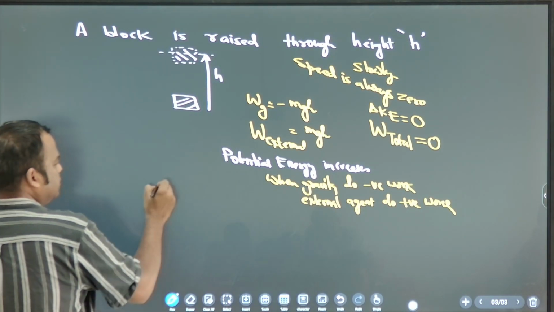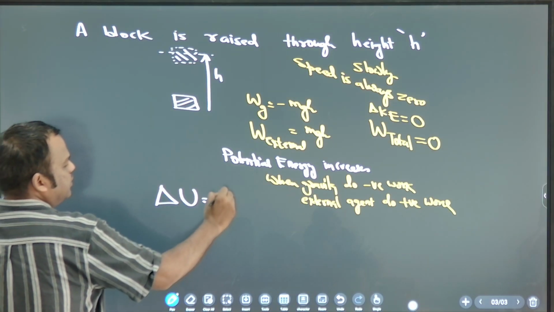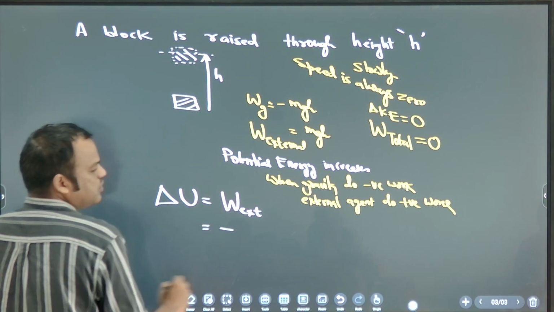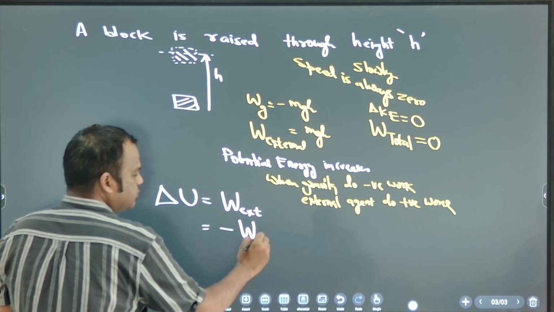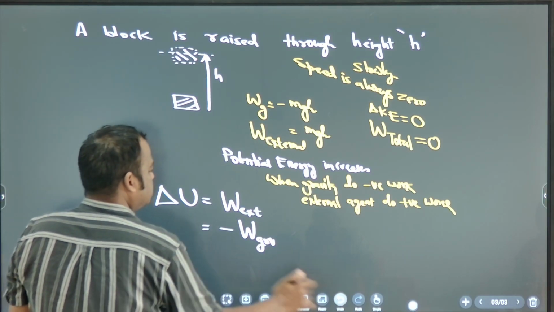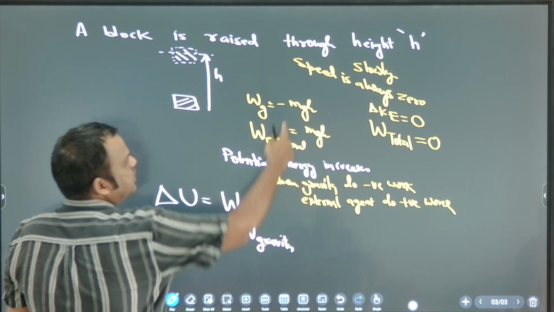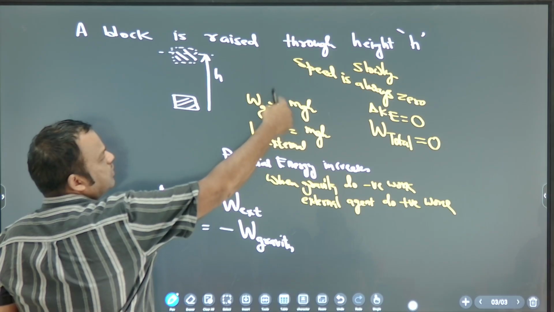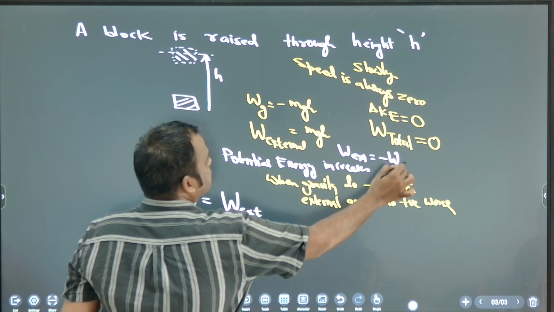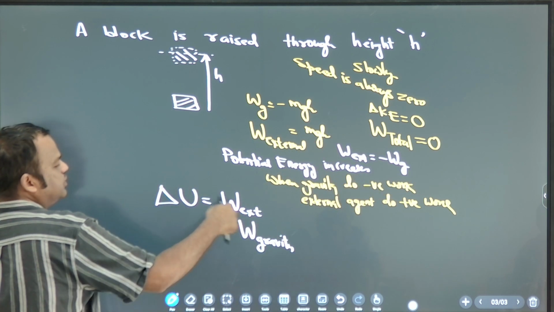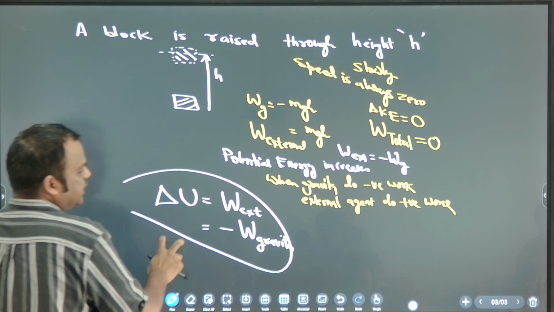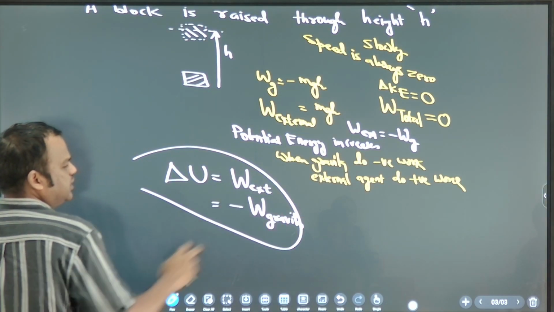So we have a formula. What is the formula? Increase in potential energy is equal to external work or minus of work done by gravity. You see here, gravity and external, what is the relation? Negative. W external is equal to minus of work done by gravity. So delta U is external work done. Okay, understood? Clear? Just remember this. Change in potential energy is external work done, same as minus gravity.